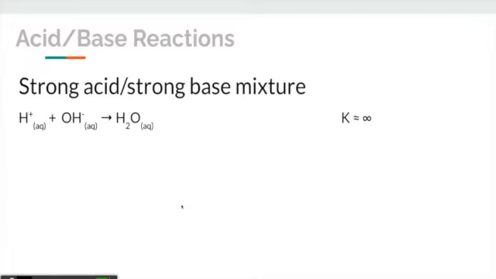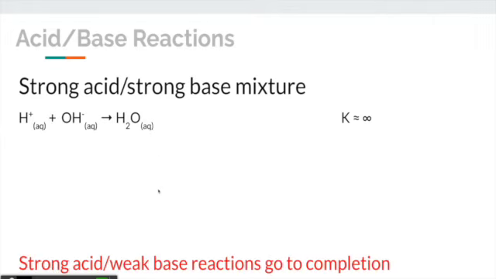The net ionic reaction for a strong acid, strong base reaction is always just going to be the formation of water from the H plus from the strong acid and the OH minus from the strong base. This is a one-way reaction, and K is essentially infinity for this type of reaction. So strong acid, strong base reactions are going to go to completion, and we can assume that there will be no H plus and no OH minus to any appreciable extent left after the mixture occurs.